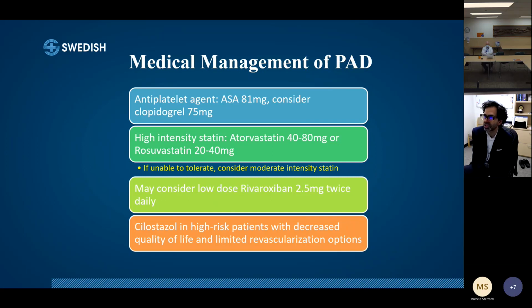And then cilostazol for high-risk patients with decreased quality of life and limited revascularization options can potentially help them walk further. Contraindications to that are patients with congestive heart failure.